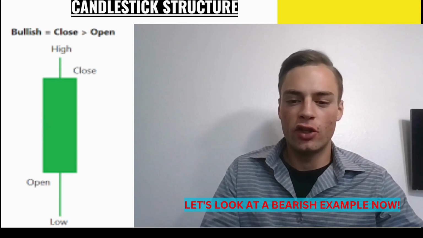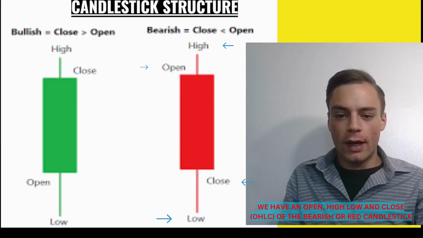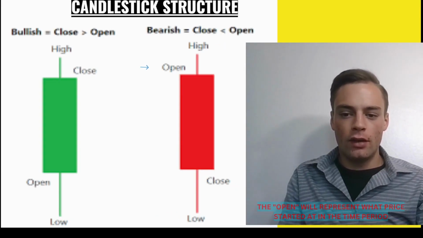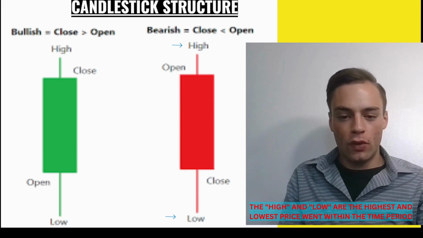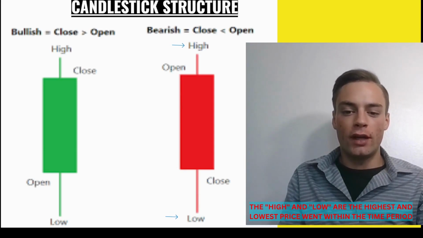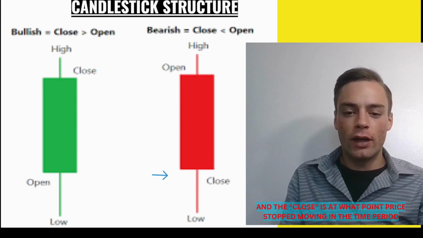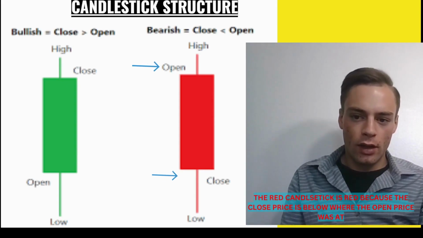Let's look at a bearish example now. So as you guys can see, again, we have an open, high, low, and close of the bearish or red candlestick. The open will represent at what point the price started moving in the time period. The high and low point are at what points the price had hit its high and low point in the time period. And the close is at what point the price stopped moving in the time period.